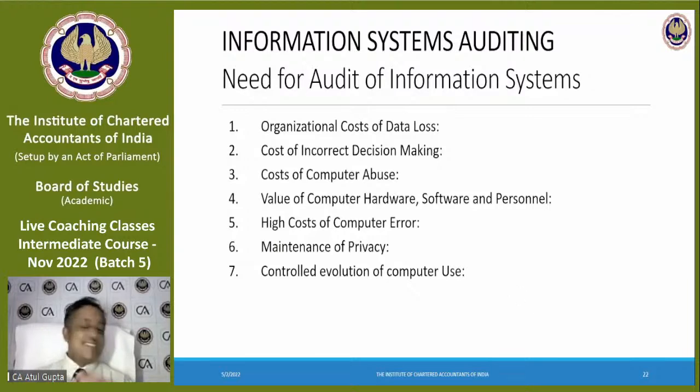Okay, so I kept everything ready. So we are back. The power went out. So, high cost of computer error.